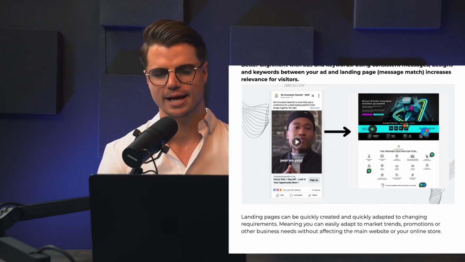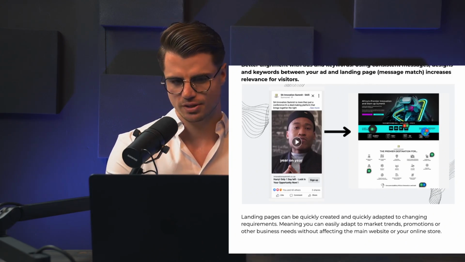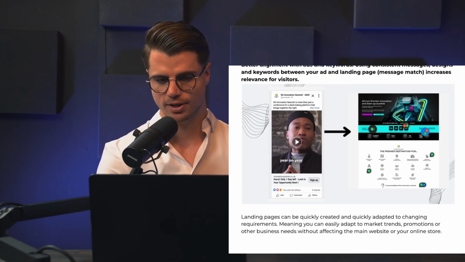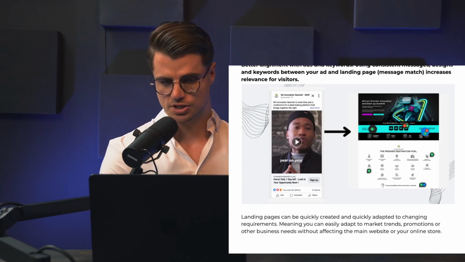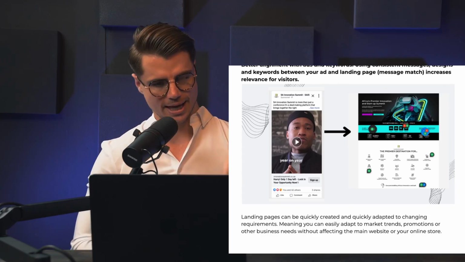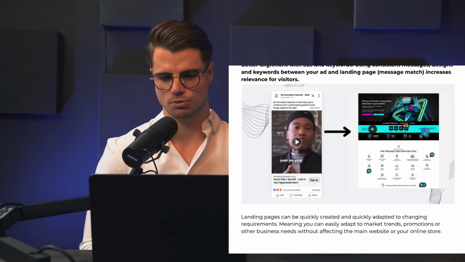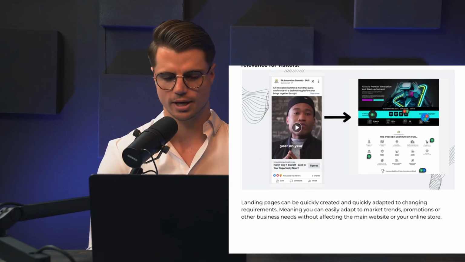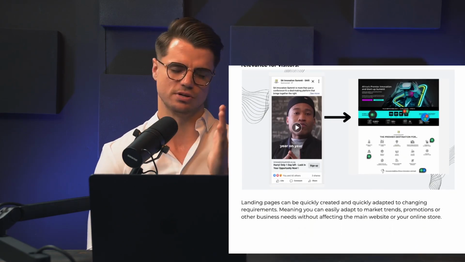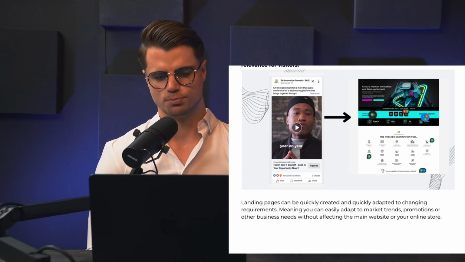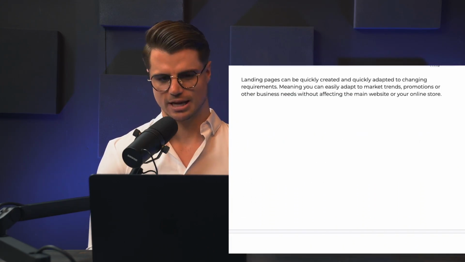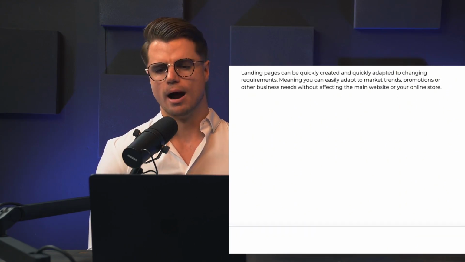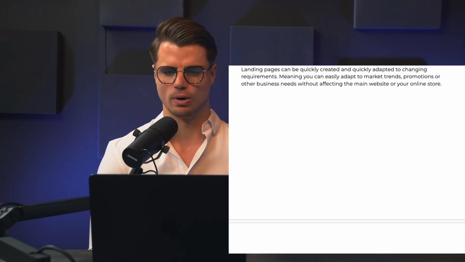Okay, look at this ad, and then look at the relevance of what is mentioned in the ad. It is Buntu, the CEO of this company, who is also a very known thought leader in the technology space, and then using his trust and credibility with the copy, getting people over to a message that is not completely different, like we're trying to sell ice cream on the page. It needs to obviously align, and that selling process is what a lot of people usually get wrong, because maybe their ad coloring is not even congruent, or there are things that can be optimized throughout that process, right? So landing pages can be quickly created and quickly adapted to changing requirements, meaning you can easily adapt to a market trend, promotions, or other business needs without affecting the main website or your online store.